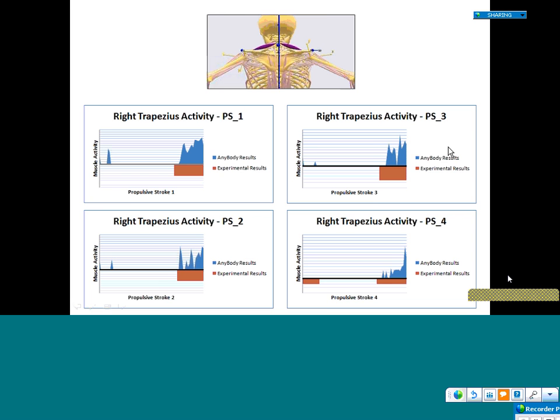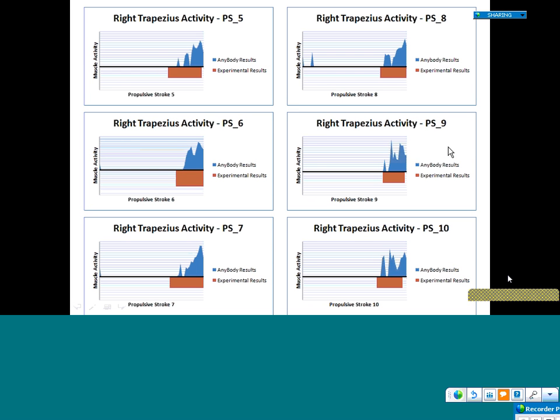And here are the remaining push strokes 5 through 10. So again, you can see the similarities in the computational and the experimental results. You may also notice that, in general, the right trapezius fires in the second half of the push stroke for all 10 push strokes. Not only in the second half, but I would say most likely in the last quarter of the contact time of the push stroke.